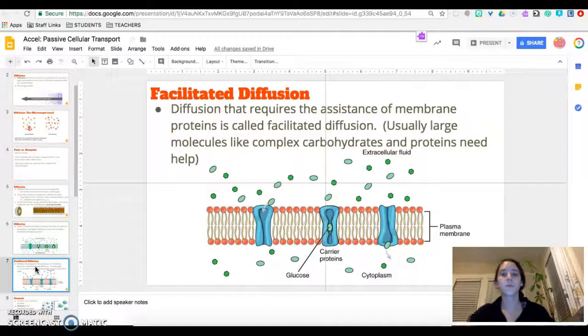Now, that's where facilitated diffusion comes in. If something is too large and it needs a transport protein, that's when we call it facilitated diffusion. Think of the word facilitated. Facilitated literally means to help out. So if you are being facilitated by something, you're getting help some way, somehow. Facilitated diffusion: you need something to help get you across the membrane. So again, these are really large molecules. These are proteins, carbohydrates, things that are way too big to get across without help.